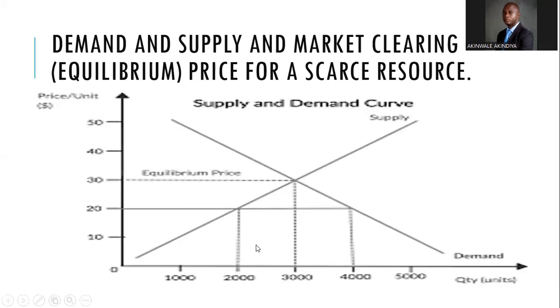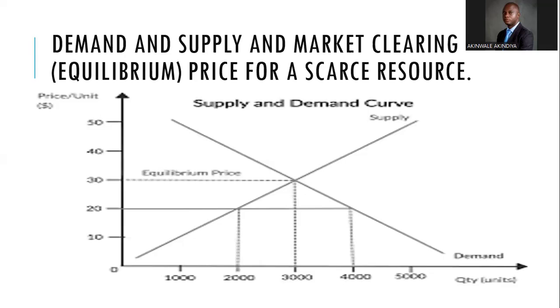But at zero, if you extend the supply curve to touch this axis, it means zero goods will be supplied. The supplier is not ready to supply, but people are demanding 6,000 units, because the supplier is not going to make money. So this is the supply and demand curve for a scarce resource. For a scarce resource at zero price, the demand is going to be more than the supply, so you're going to have a scarcity. People are ready to buy, but whoever is supplying is not ready to supply at that price.